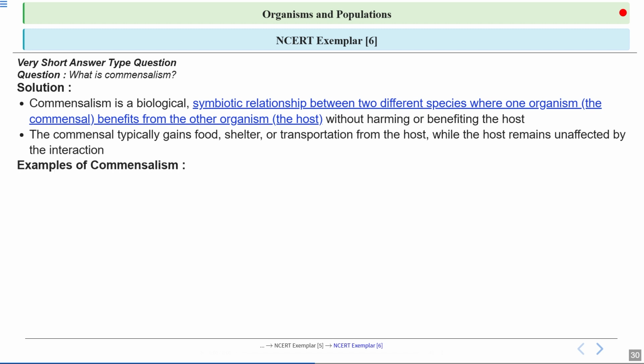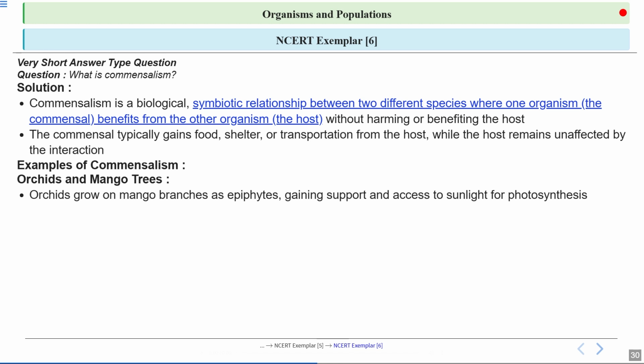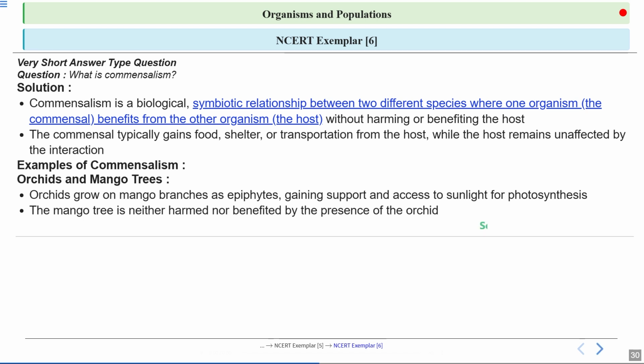What are the examples of commensalism? One very well known example is the relationship between orchid and the mango tree. Orchids are a type of plant that often grow on the branches of the mango tree, so it is an epiphyte. Orchids use the mango tree for support, growing high up on its branches. This gives the orchid better access to sunlight for photosynthesis, but the mango tree is unaffected. It is neither harmed nor benefited. So this type of association is commensalism.